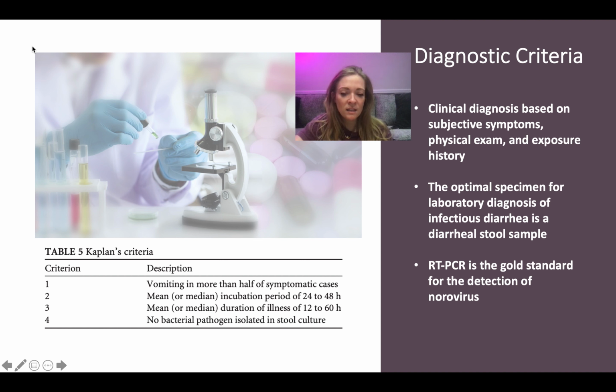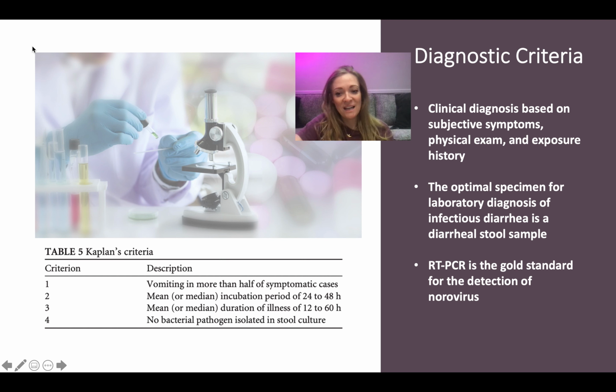When vomiting is prominent, the incubation period is at least 15 hours, and the duration of illness is less than 3 days. Kaplan's criteria for rapidly identifying norovirus outbreaks was developed in 1982, prior to the introduction of molecular methods, and is still used today. The 4 criteria to be inclusive of a norovirus outbreak include: 1, vomiting in more than half of symptomatic cases; mean incubation period of 24 to 48 hours; mean duration of illness of 12 to 60 hours; and no bacterial pathogen isolated in a stool culture.